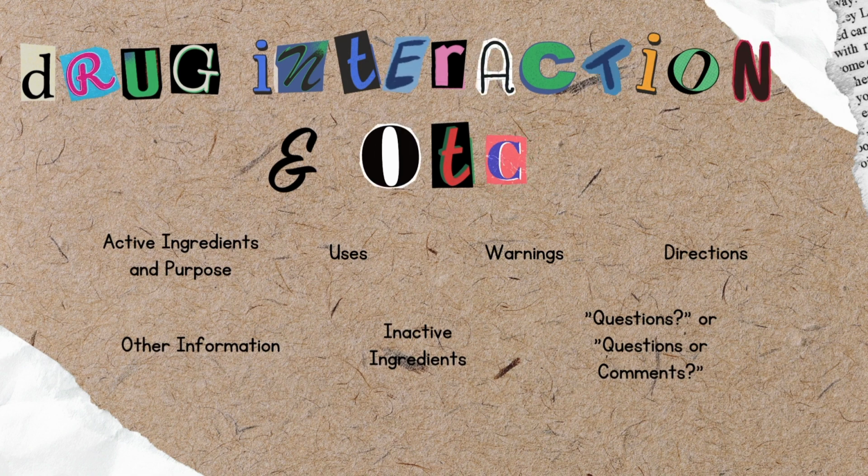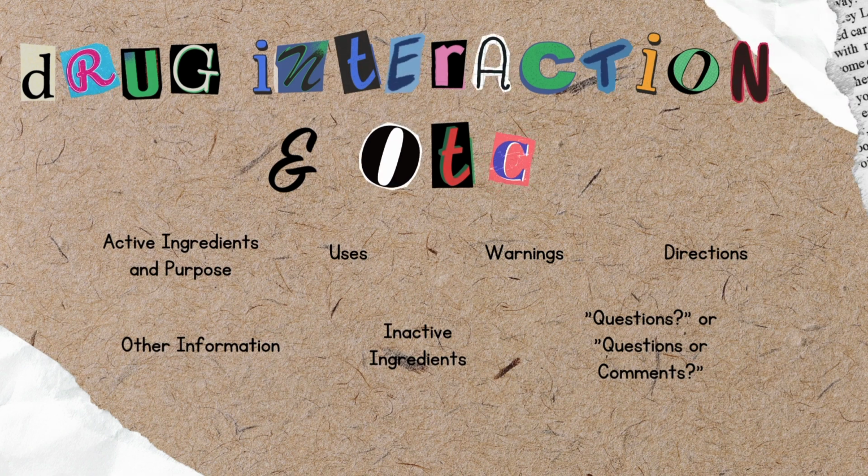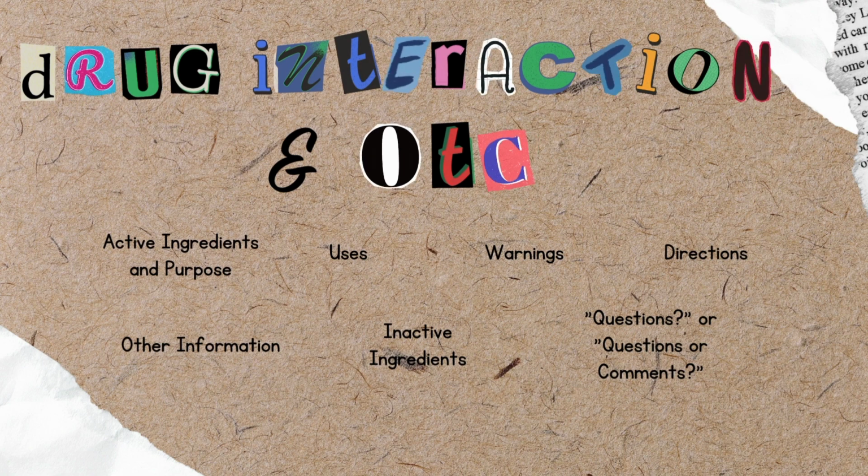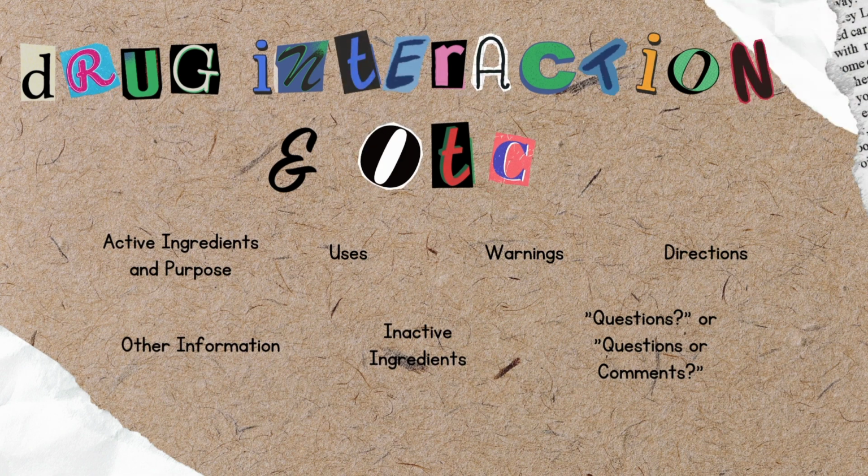Next is about drug interactions and over-the-counter medicines. Over-the-counter, or OTC, drug labels contain information about ingredients, uses, warnings, and directions that is important to read and understand. The label also includes important information about possible drug interactions. Further, drug labels may change as new information becomes known. That's why it's especially important to read the label every time you use a drug.